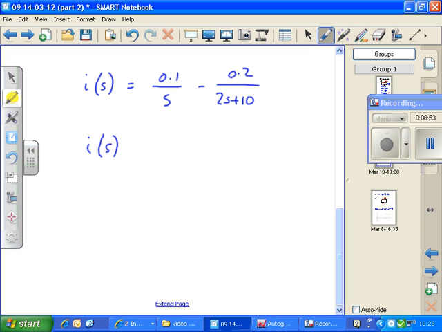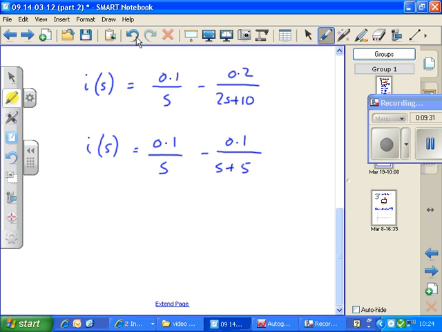Well, the first one can be transformed directly because there's one in the table that looks just like that. But the second one, if we notice in the transform table, s in the bottom is always on its own, so we need to get just s on there, so divide by 2. If we divide by 2, we've got to divide every term, top and bottom, by 2. So we get minus 0.1 over s plus 5. Now we can transform those back. See if you can do that from the table.